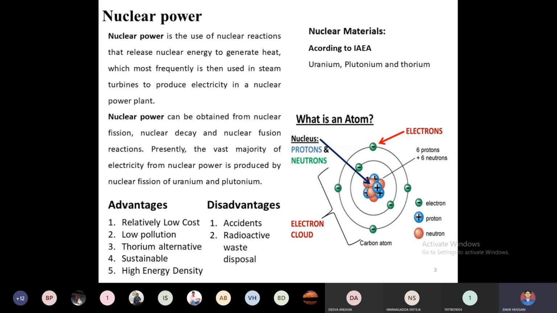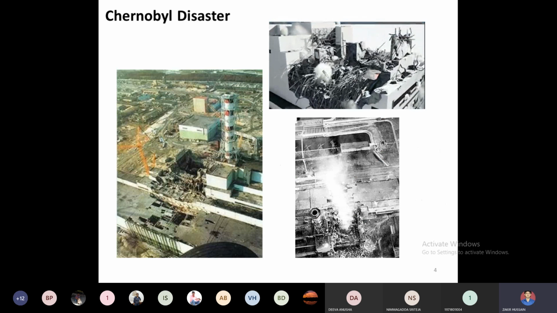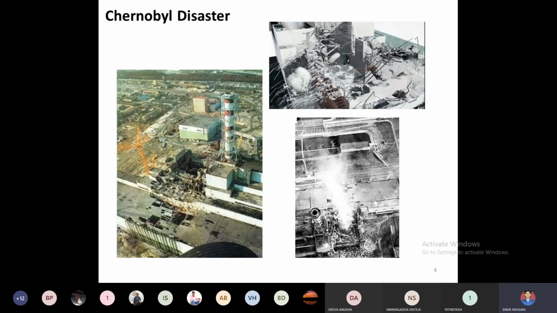The next disadvantage is radioactive waste disposal. As we described, the waste which we produce from nuclear power plants is very hard to dispose of, and it remains a major disadvantage until now. These are the various accidents.